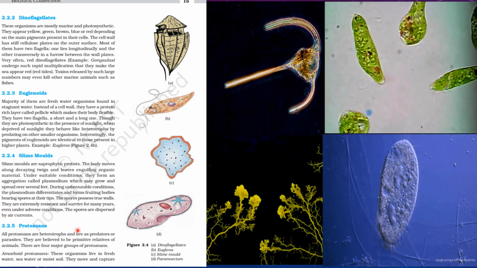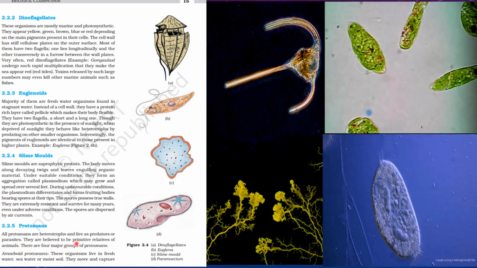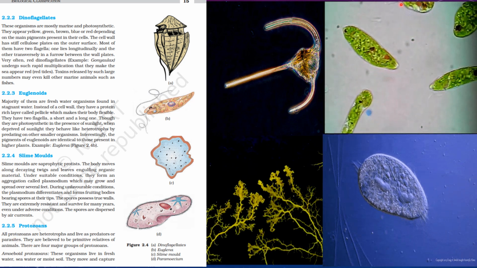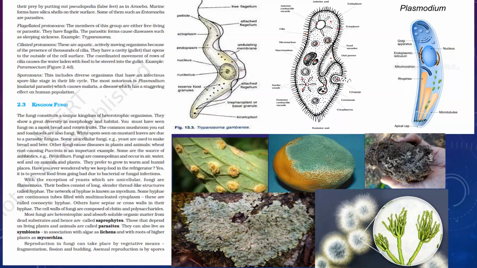Now the protozoans. All protozoans are heterotrophic and live as predators or parasites. There are amoeboid protozoans, flagellated protozoans, ciliated protozoans, and sporozoans. Their features are defined here. The flagellated protozoans include Trypanosoma. This is a Trypanosoma. The ciliated protozoans include Paramecium. And the sporozoans include Plasmodium, which causes the disease malaria. It's a malarial parasite. So these are the examples of protozoans.